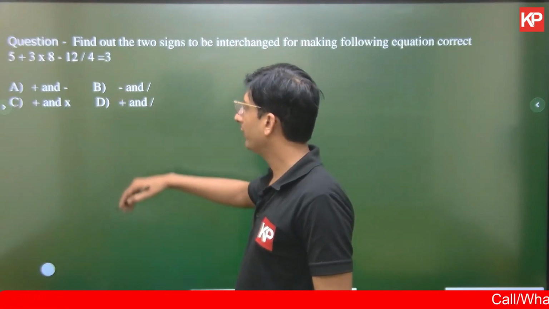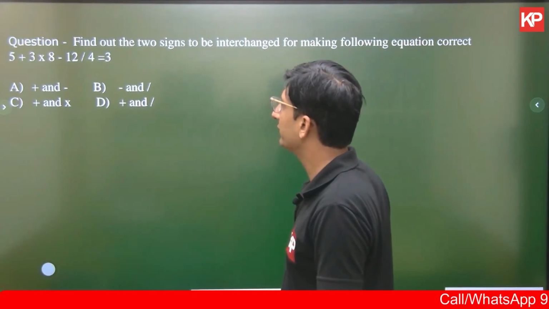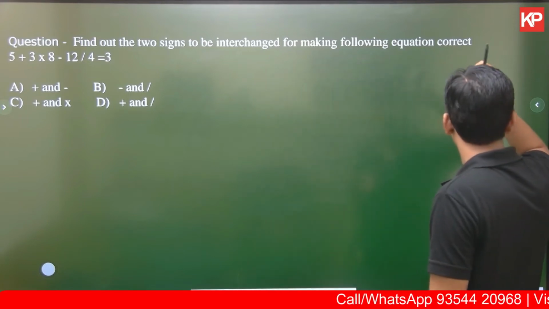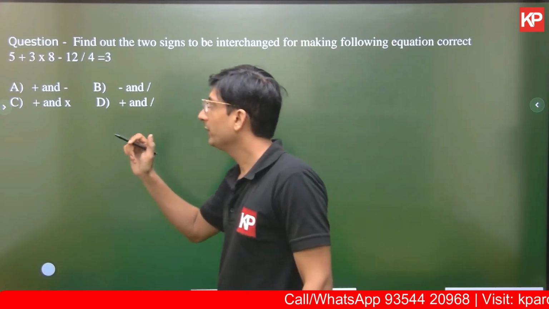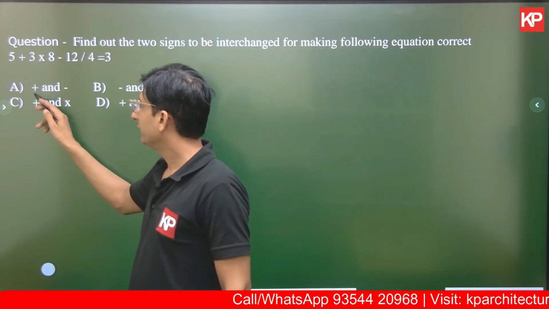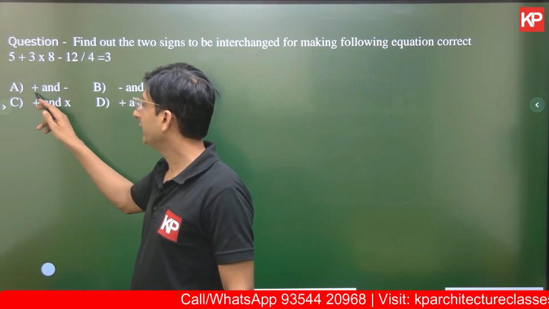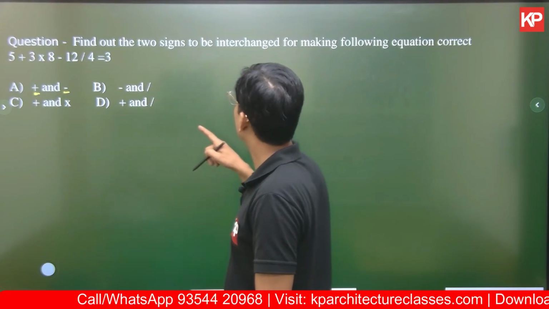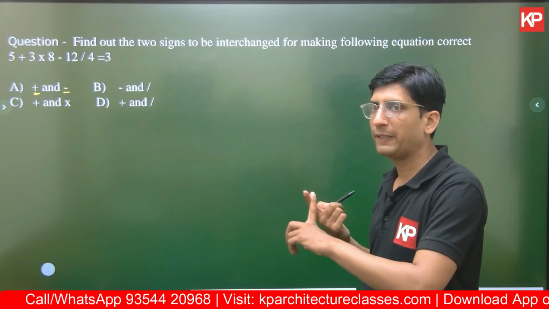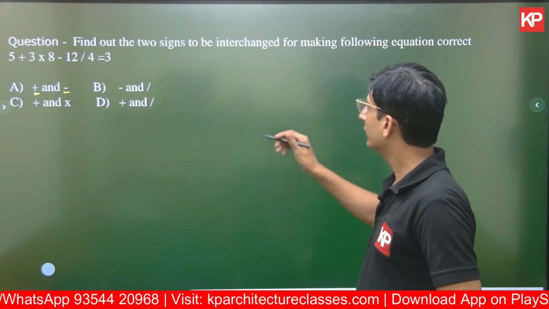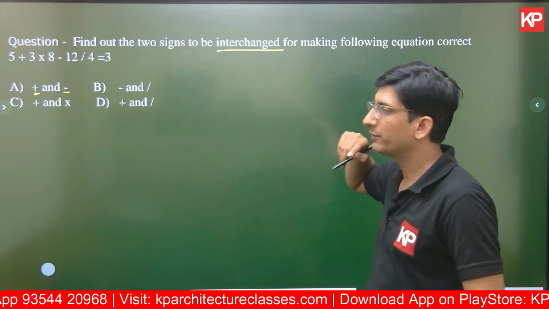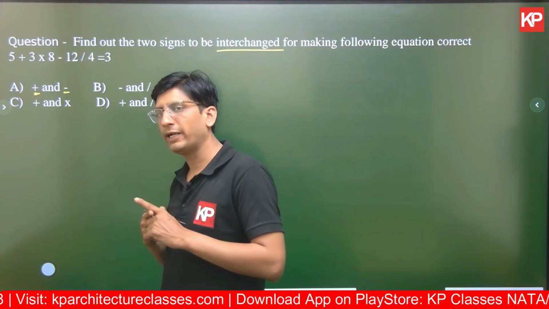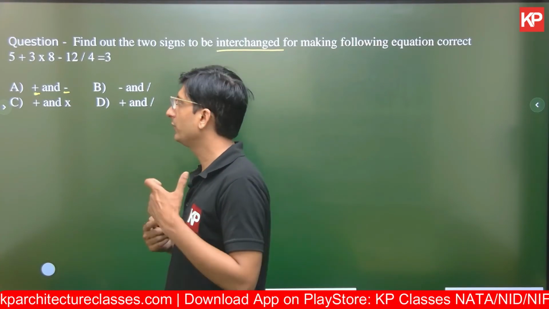Next one is, again you have to replace the symbols this time. Find out the two signs to be interchanged for making the following equation correct. This time we have to replace two symbols only, like plus with minus and minus with plus, because it is not replacing, it is basically interchanging. Interchange means at the place of plus we have to write minus, and at the place of minus we have to write plus.